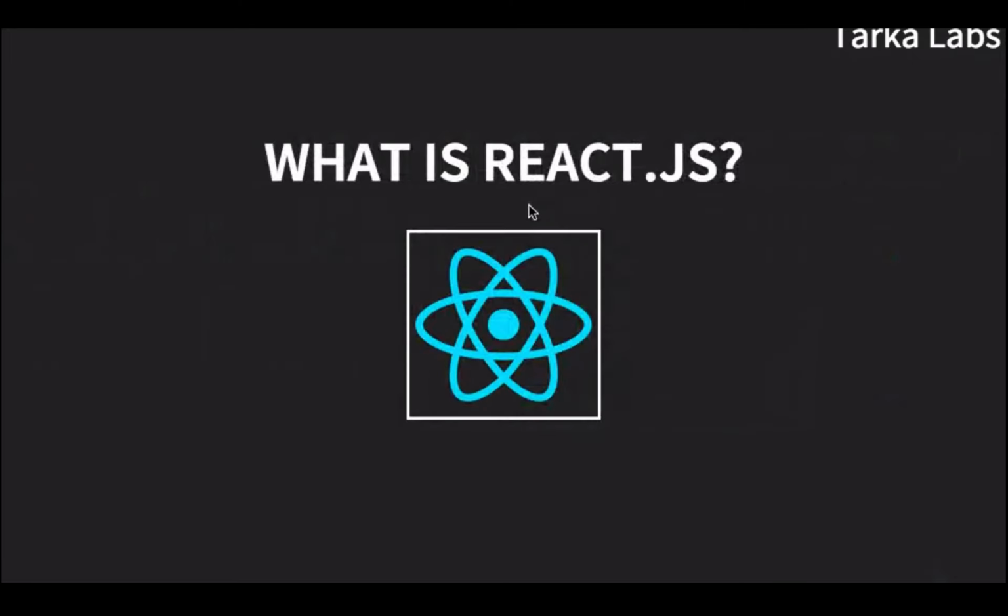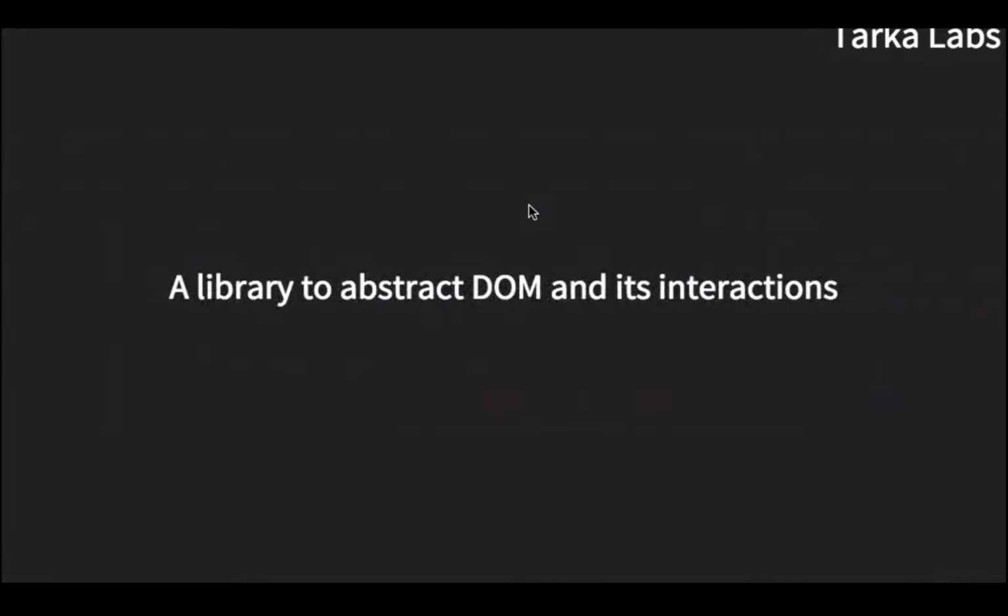So what is React.js? React.js is a library to abstract DOM and its interactions. The way we write in React is component based. So React makes our code modular. It forces you to write in an MVVM style as against MVC style. What I mean by that is your controllers end up being part of your view components itself, and your view models end up as state or props to your components.